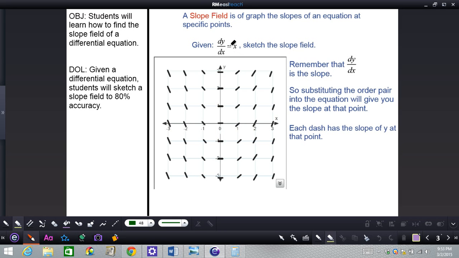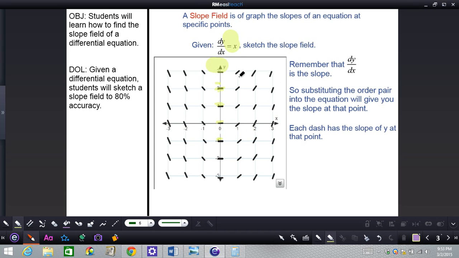Well, if x is 0, I'm just plugging it in right here. If x is 0, notice there's no y here, so it doesn't matter. So if x is 0, the equation itself is 0. And if the equation itself is 0, that means it has a 0 slope. Well, I don't know why the highlighter's not working with me today. Okay, so 0 slope, 0 slope, 0 slope, 0 slope.